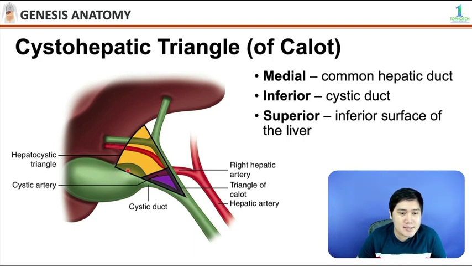Inferiorly bounded by the cystic duct, and superiorly bounded by the inferior surface of the liver. This triangle, of course, has a boundary, and it has contents. The content will be the cystic artery, which supplies your gallbladder.